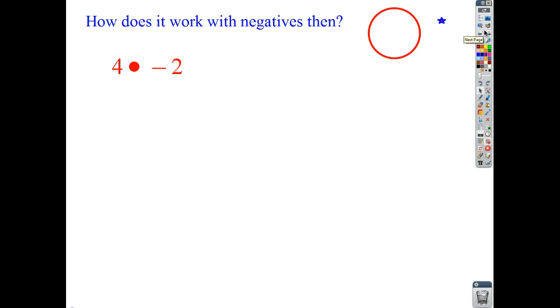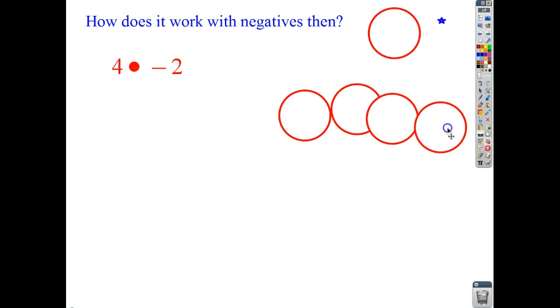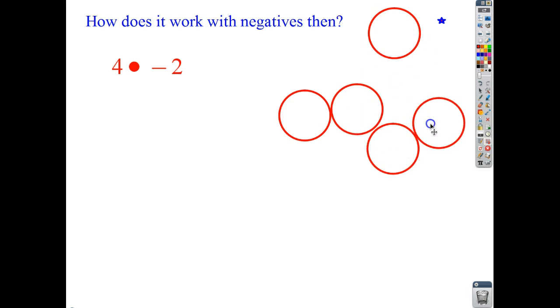All right, well, what does this mean when I have 4 times -2? Well, again, if there's a positive number in there, I like to think of it as the number of groups. So here I have 4 groups, and then what's happening in each group? I've got a -2. So this would be like over the course of 4 days, I lose 2 pounds each day. Losing 2 pounds each day over 4 days would mean that I would lose 8 pounds.